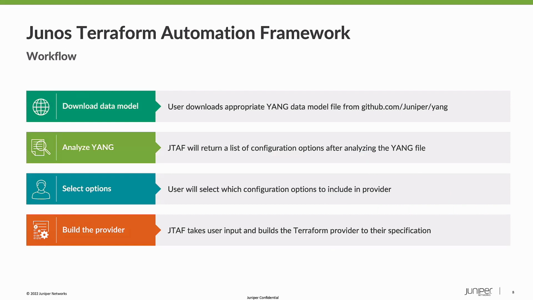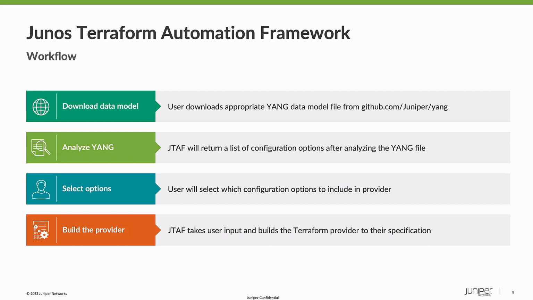Now, what is it like when we're working with JTAF? Well, the workflow is quite simple. The very first thing is that you, the user, visit our public GitHub and look through the list of software versions that we release. We version control all of the YANG data models for all the specific platforms and all the specific releases. You download a YANG file from our GitHub that matches the configuration elements you would like to include within this custom provider.